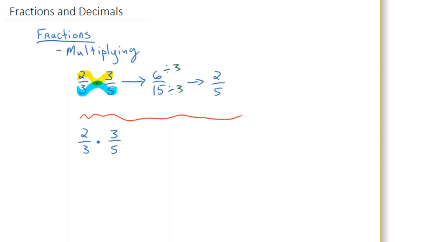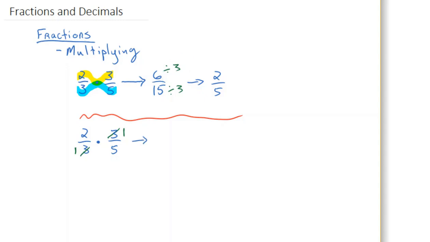And so essentially what I'm saying is I could divide this 3 and this 3 starting out, and that would reduce those down to a 1. When we talk about reducing fractions, it's the same idea as this division. We're using those words interchangeably.